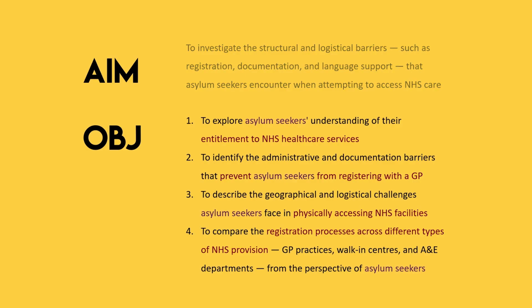And notice one more thing, every single objective still specifies the population and phenomenon. Asylum seekers in every one, not just to identify administrative barriers, that could be about any stakeholder. Population, phenomenon, context, every time. This is what gives your objectives their anchoring, and this is what tells a marker that you know exactly who your research is about and what you're going to do with them, and there is a clear consistency across your objectives.